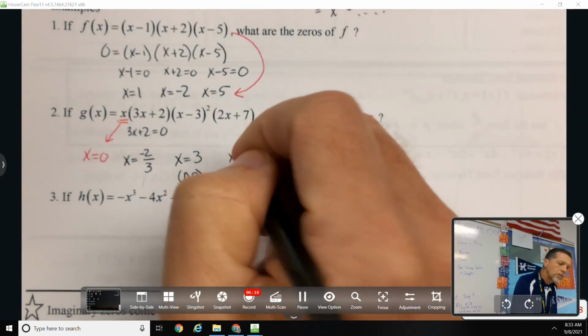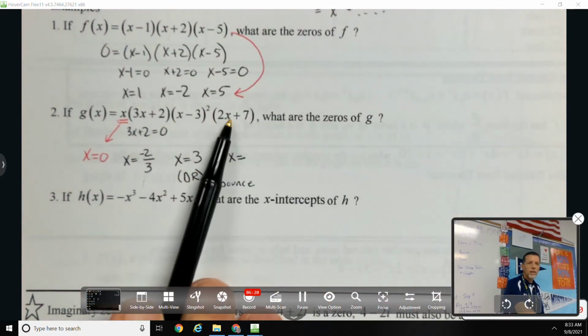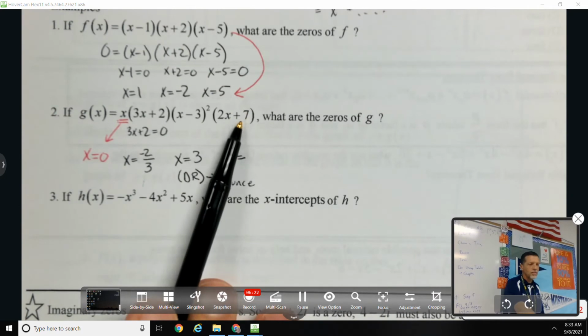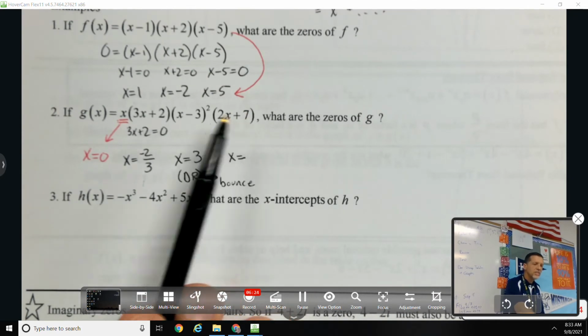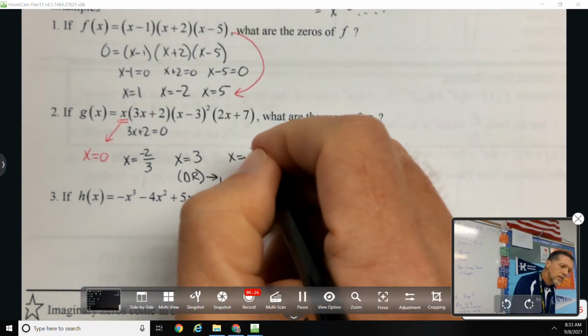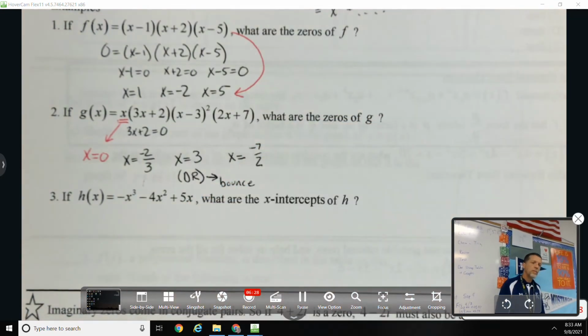And then that last one, I'll skip the step this time, but in my head I'm setting it equal to 0. Move the 7 over, divide by 2. Would you just write the 3 twice? You could write the 3 twice. You could say x equals 3, x equals 3.